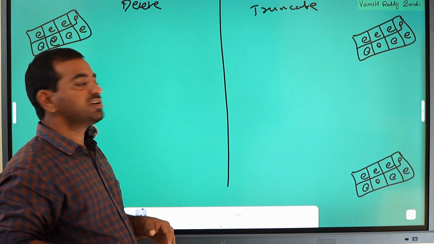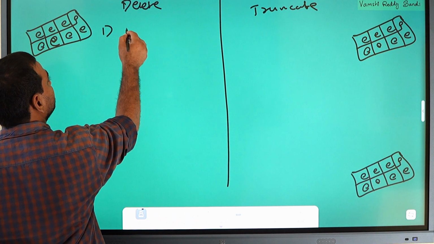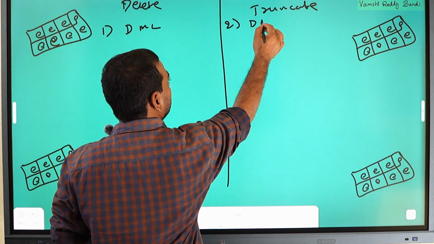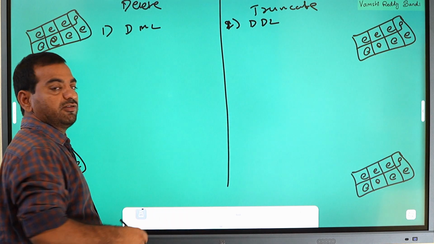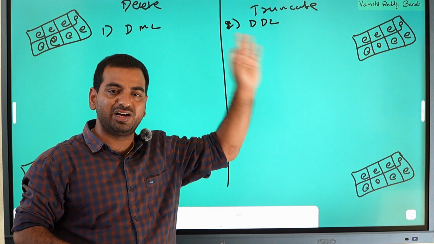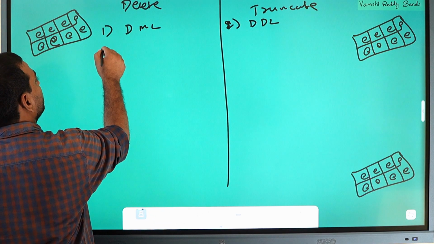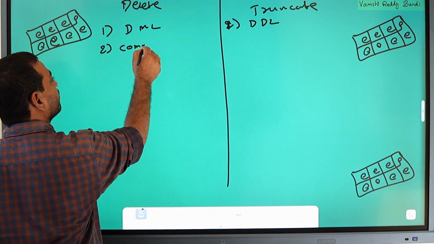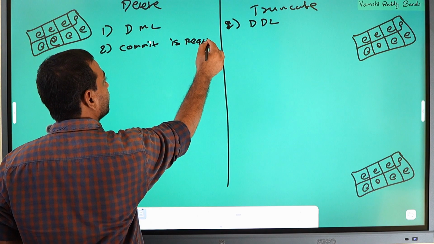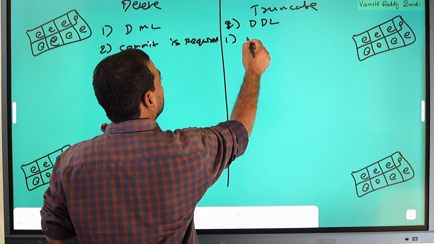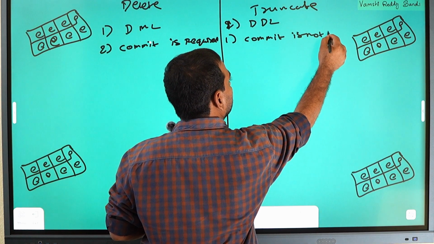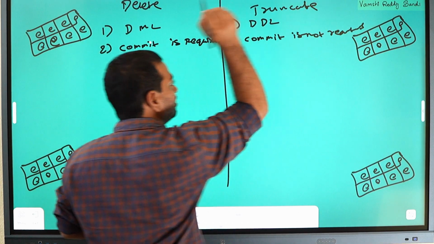So the major difference between delete and truncate is, delete is simply a DML command, whereas truncate is a data definition language command. So obviously when it is a DML operation, we will definitely expect a commit. So here you can simply say commit is required. And here you can simply say commit is not required.